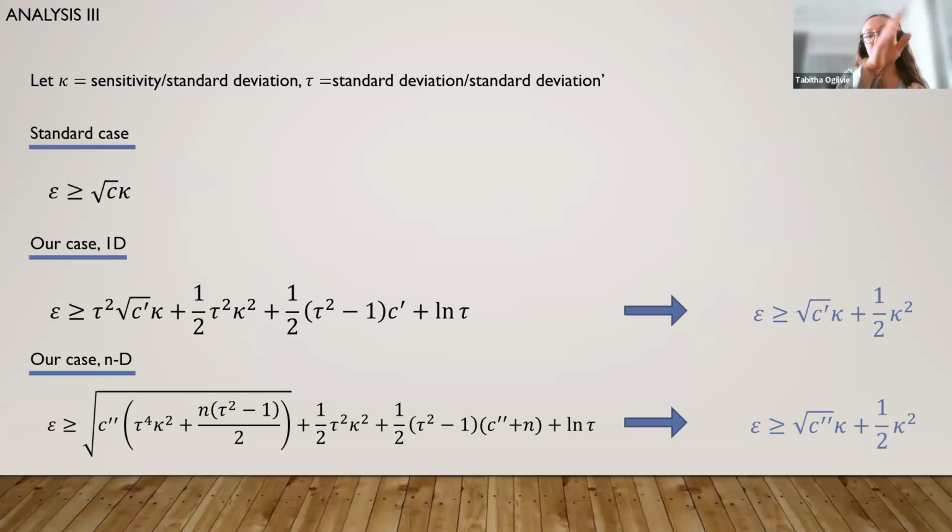Okay, so this is the relationship we have, which is that essentially privacy leakage is, in the standard case, roughly directly proportional to the sensitivity divided by the standard deviation. That is provably the relationship.